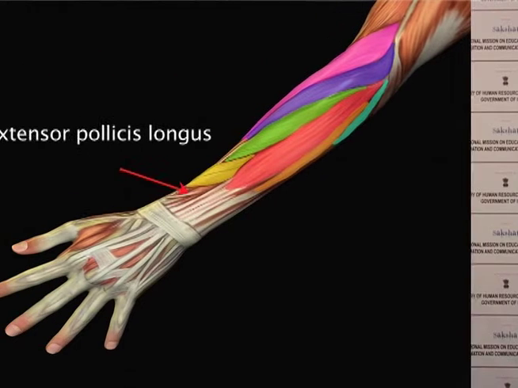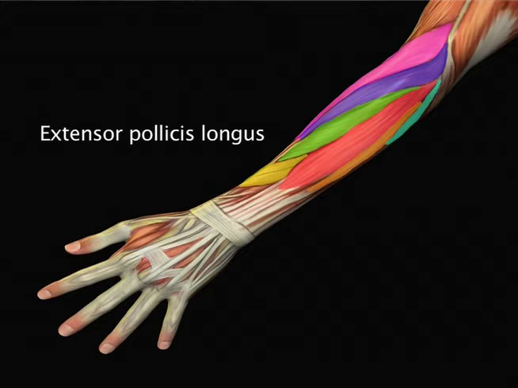Next deep muscle is the extensor pollicis brevis. Its origin is from the posterior surface of the radius, and it comes down and is inserted to the posterior surface of the proximal phalanx of the thumb.